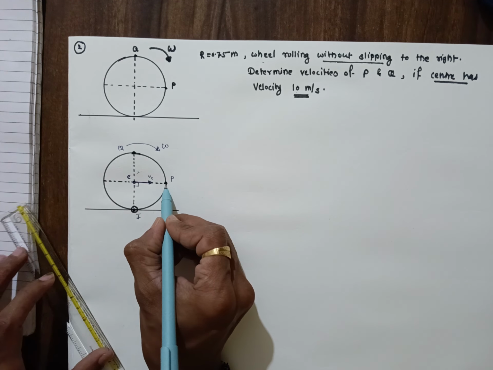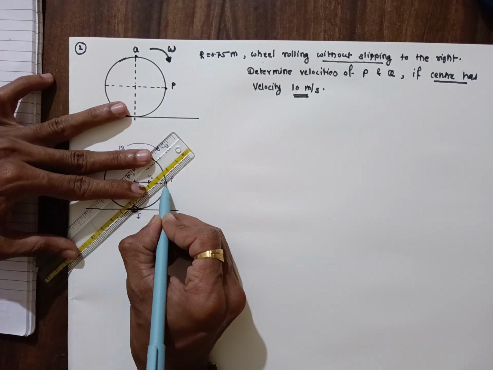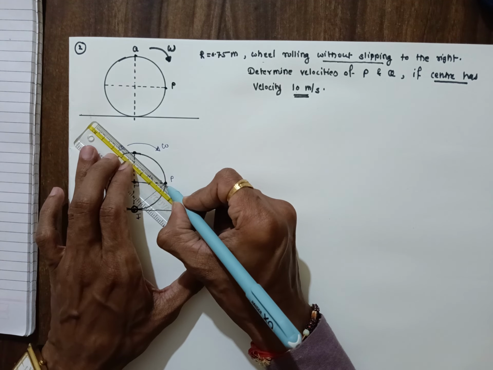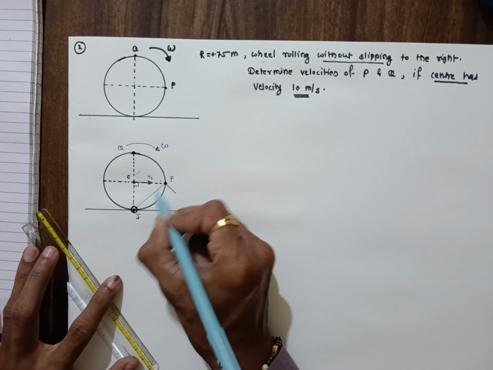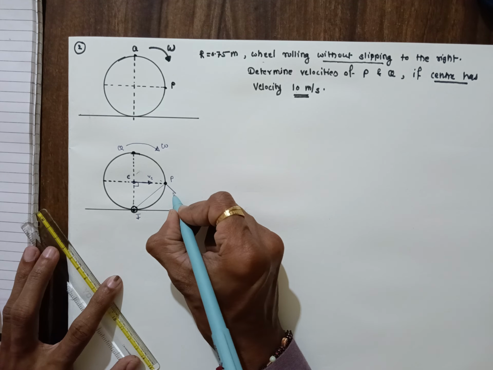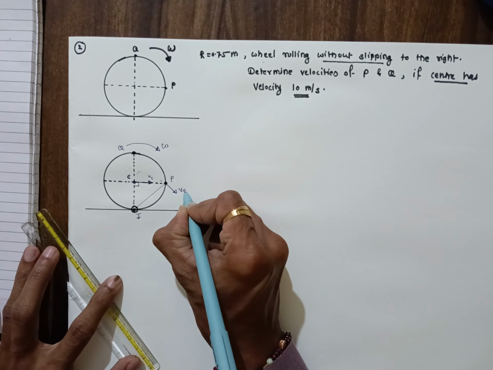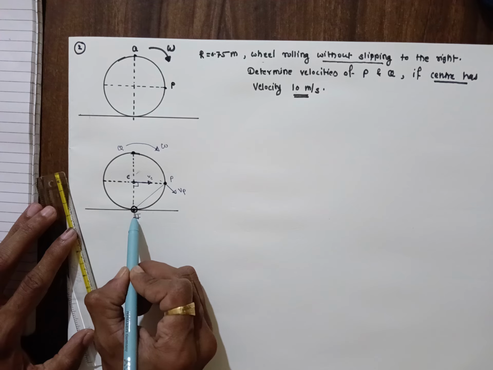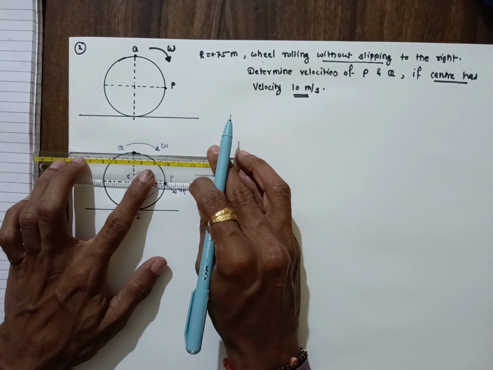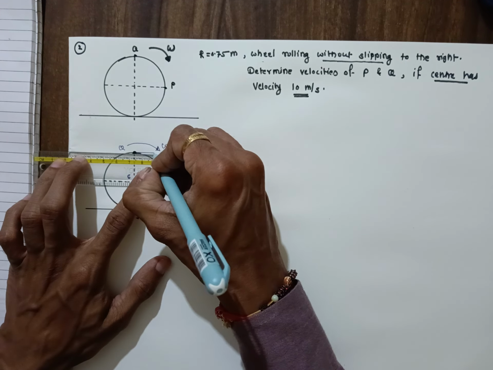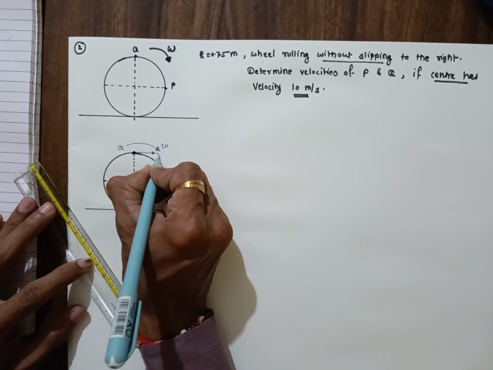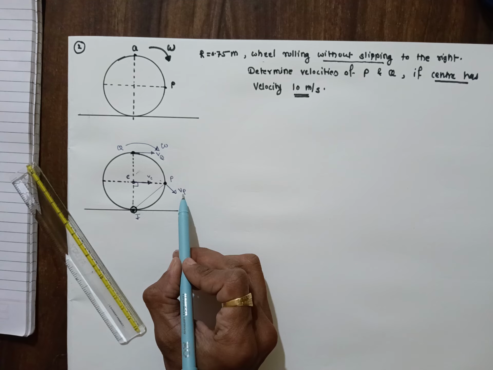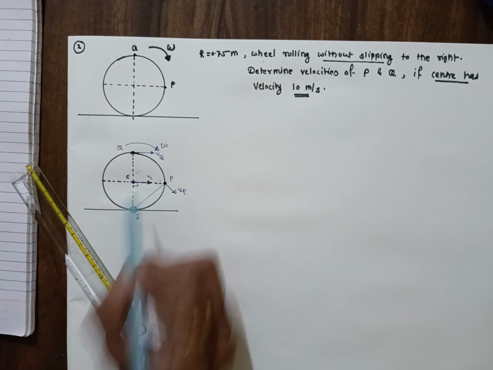To find velocity P, first join this point P with the ICR and then draw the perpendicular to this line, because this is the radius vector. So this is VP. Similarly, join this Q point with the ICR and draw the perpendicular velocity vector. So this is the velocity VQ. Now we know the directions of the velocities VP, VQ and VC.